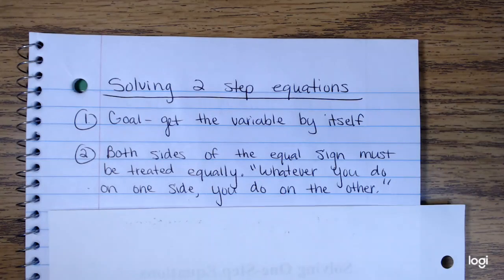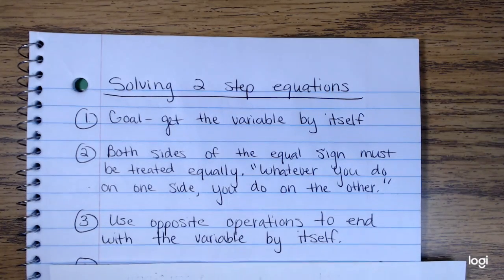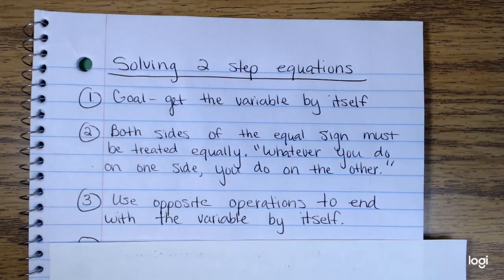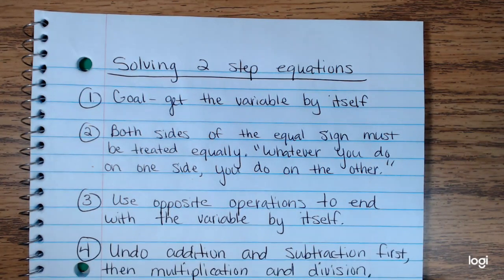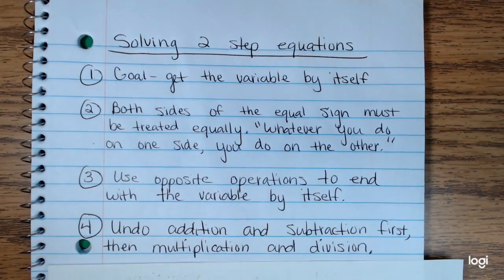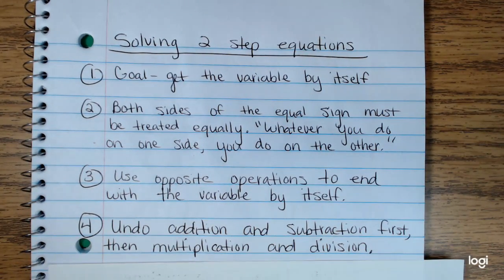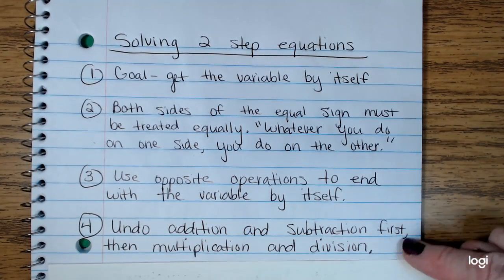Step number 3, use opposite operations to end with the variable by itself. We talked about that a little bit when we did one step. The opposite of addition is subtraction. The opposite of multiplication is division, and so forth. And step number 4, we have to undo the addition and subtraction first. Then we'll do the multiplication and division. This is something we're going to look at today with two-step equations.